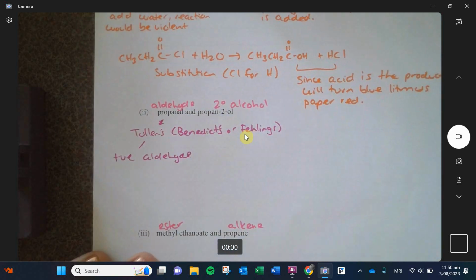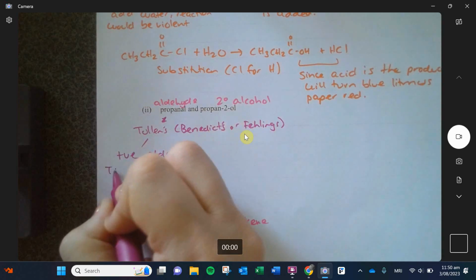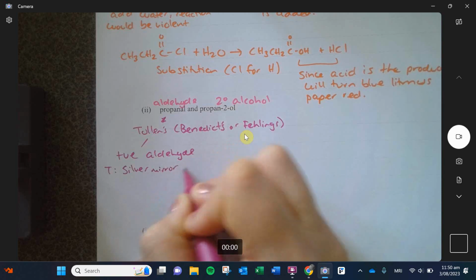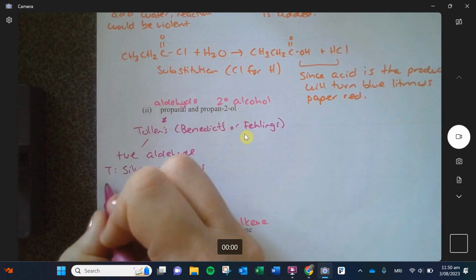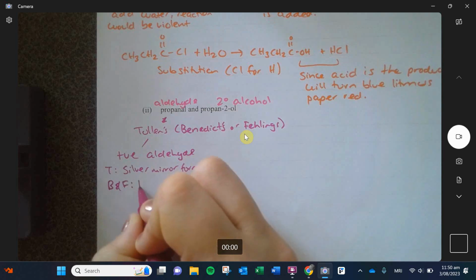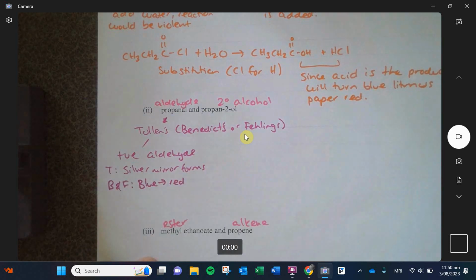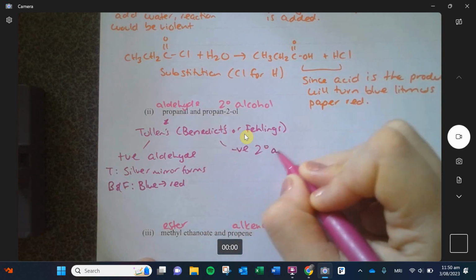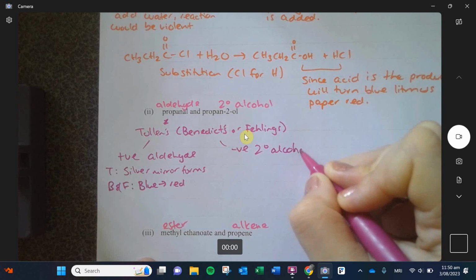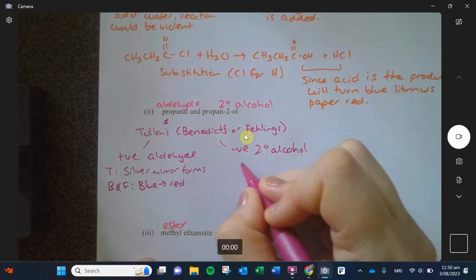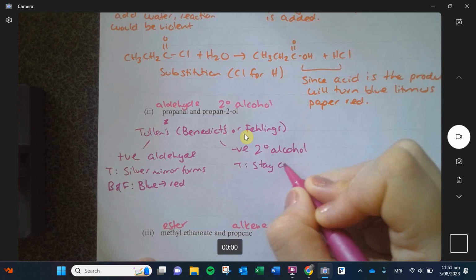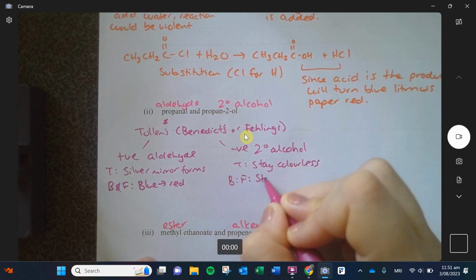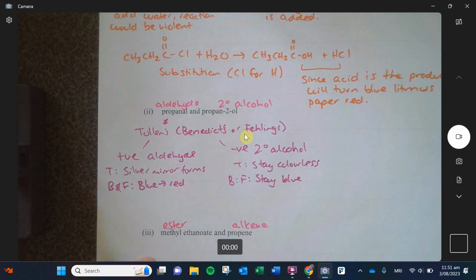So depending on which one you choose, you're going to explain that color change. So with Tollens, it would be silver mirror forms. For Benedict's and Fehling's, if you're using that, you would say it would go from blue to red as the color change. That's our observations. You would get a negative result for the secondary alcohol. So this would stay colorless. And Benedict's and Fehling's would stay blue. So basically telling us that there's no reaction.